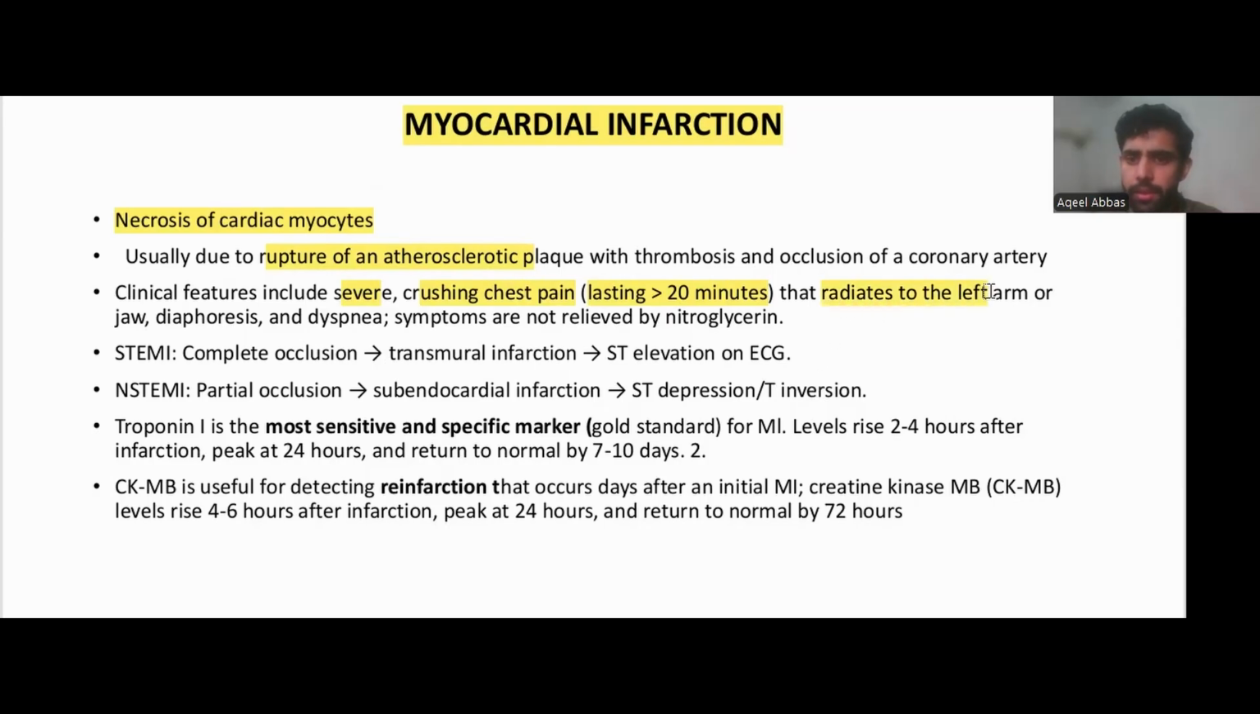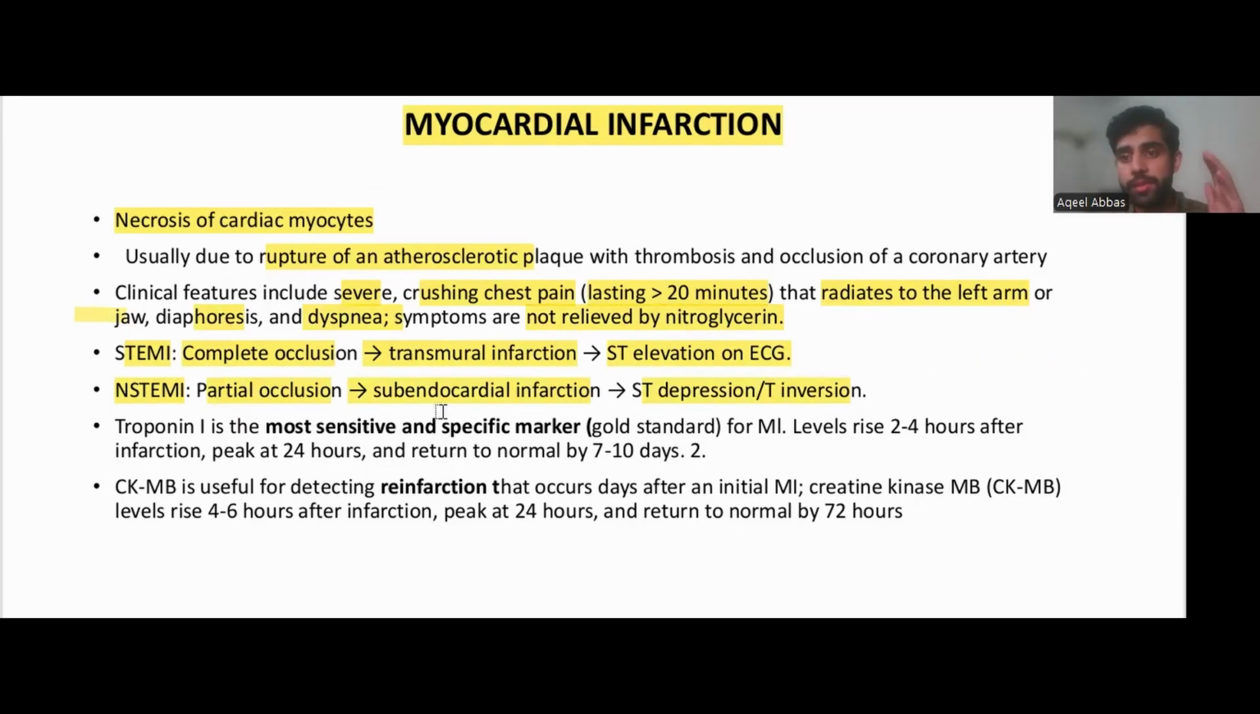And the classical pain radiates through the arm, jaw, there is diaphoresis, there is dyspnea. So the patient is sweating, the patient is having difficulty breathing, and it is not relieved by nitroglycerin. So there are two types here. There is STEMI and there is NSTEMI, or non-ST elevation myocardial infarction, and STEMI stands for ST elevation myocardial infarction. In STEMI there is complete occlusion, again there is transmural infarction, and there is ST elevation. In NSTEMI there is partial occlusion, subendocardial infarction, and ST depression or T-wave inversion.